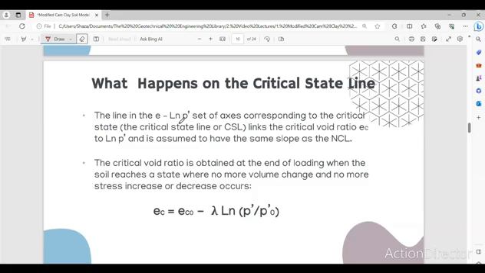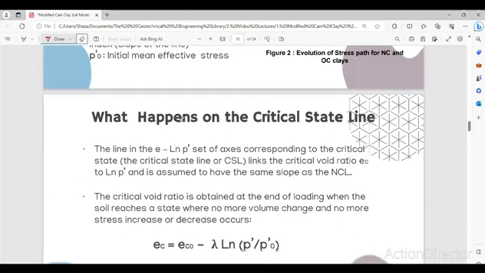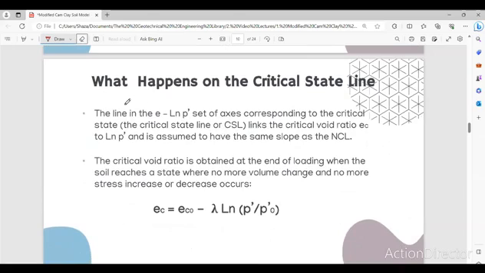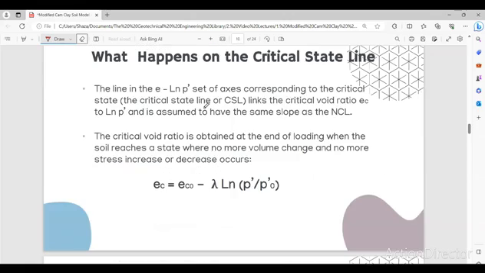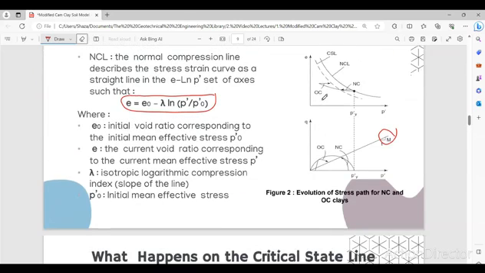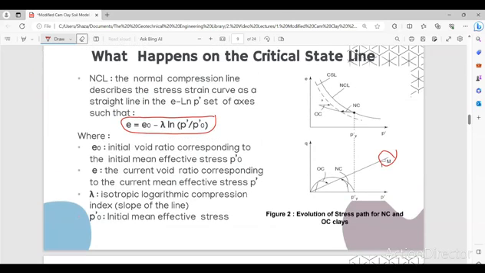So let's continue with what is happening on the critical state line. The line in the e ln p prime space, we are speaking about this curve, corresponds to the critical state. It links the critical void ratio ec to ln p prime and is assumed to have the same slope as the NCL. It is clear that those two lines, the critical state line and the normal compression line, are approximately parallel.